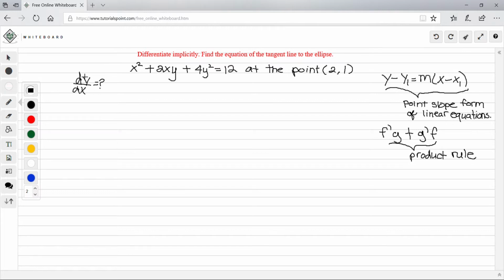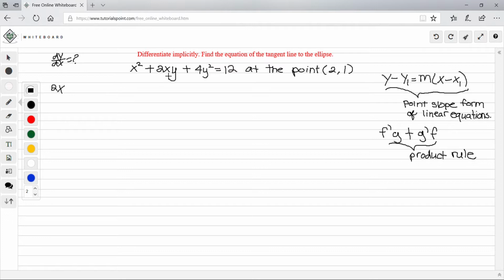So okay, let's start on the left. What is the derivative of x squared? 2x. Right, so we've got to find dy/dx. Since this doesn't have a y, we just leave it alone. Okay, so what about this one?